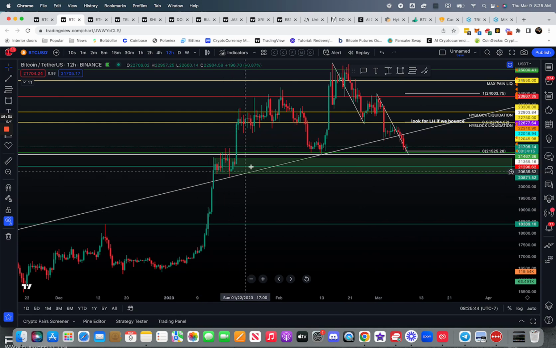Because support and resistance, guys, doesn't go away. It only strengthens in time. So the more you find support and resistance on a certain area, as time goes by and that area gets revisited again in the future and finds support or resistance again, it only strengthens it. There's no expiration date.